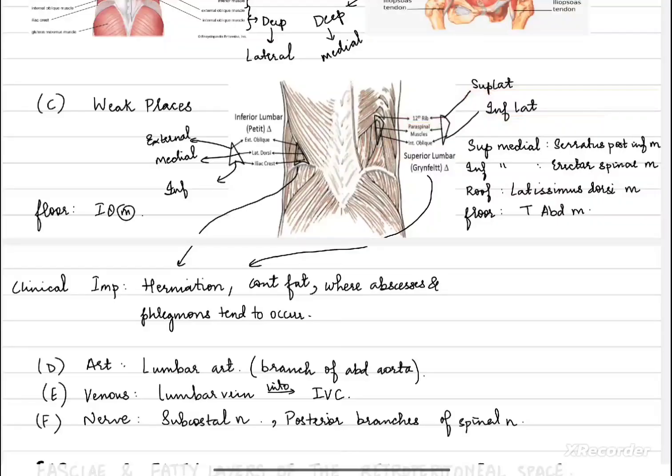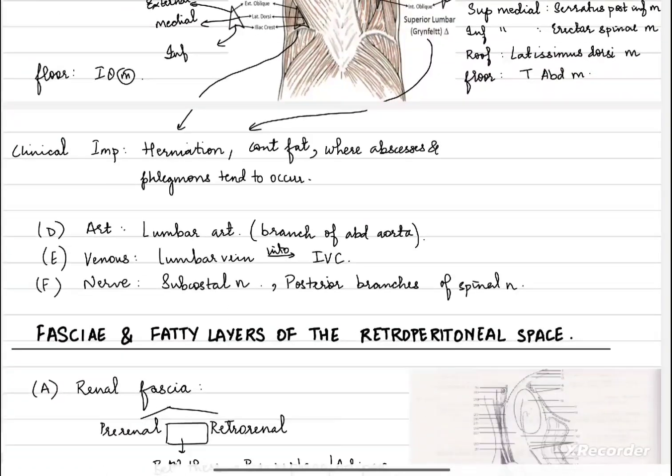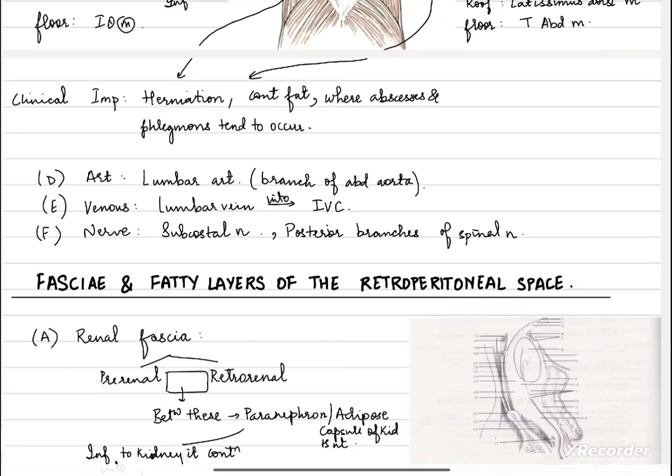So once again we would revise: superior laterally 12th rib, inferior laterally internal oblique, superior medially serratus posterior inferior, inferior medially erector spinae muscle. Roof is by latissimus dorsi, floor is by transverse abdominis. What is clinically important? It is important for herniation. It contains fat where abscess and phlegmon tend to occur.